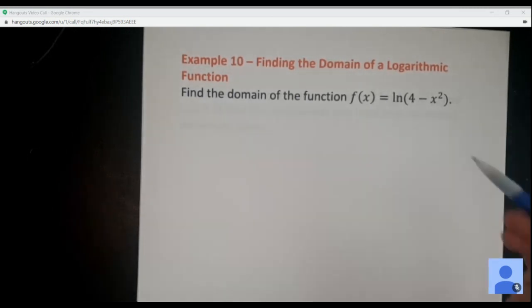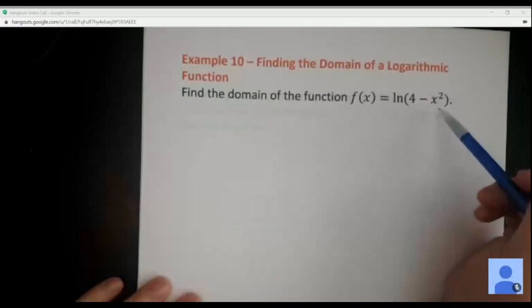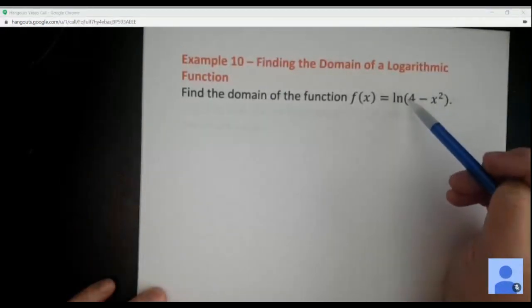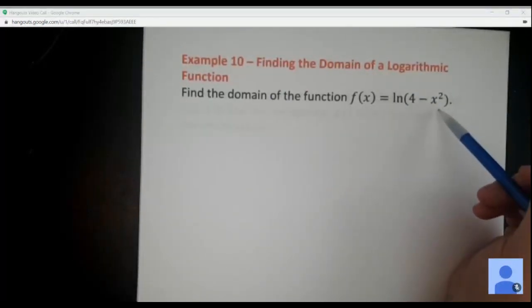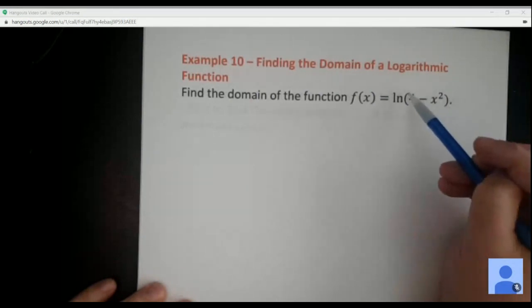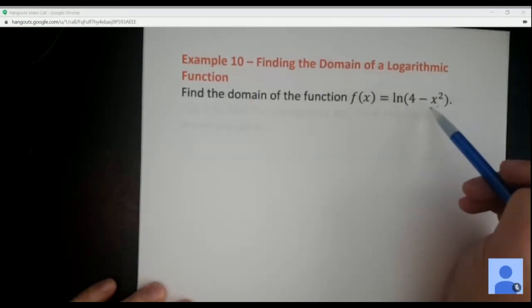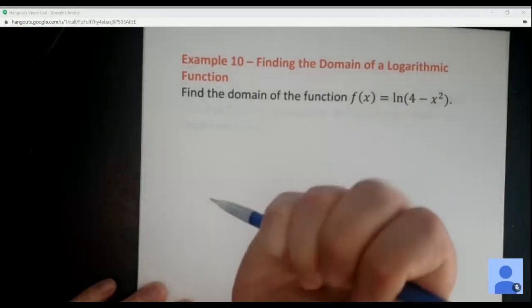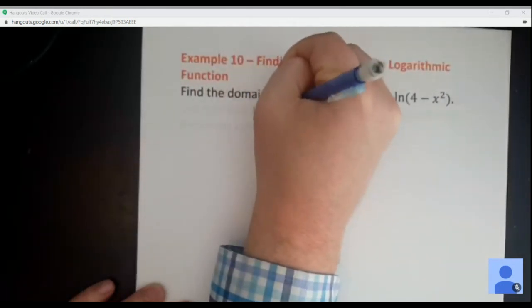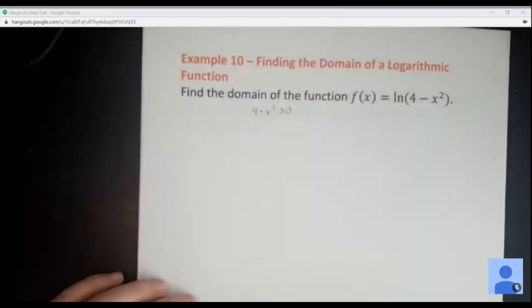Well, now we've got more than just an x inside here. But we know our basic log functions, right? All of them, it doesn't matter what the base is, the stuff inside that logarithm is always greater than 0. So that's exactly what we're going to do here to figure out the domain of this function: we're going to take everything inside the log and we're going to say that it has to be a positive value. So I'm going to say 4 minus x squared has to be greater than 0.